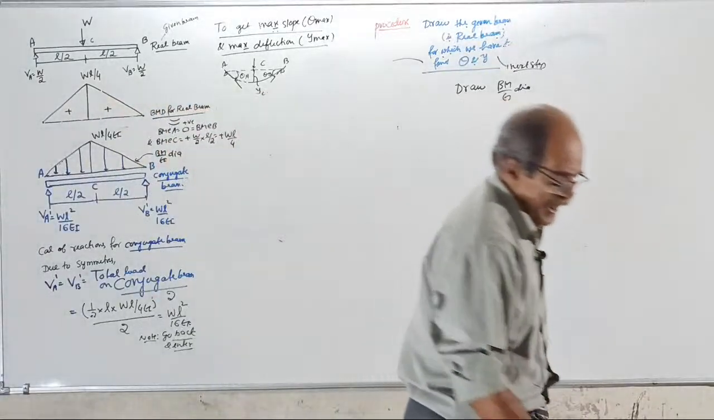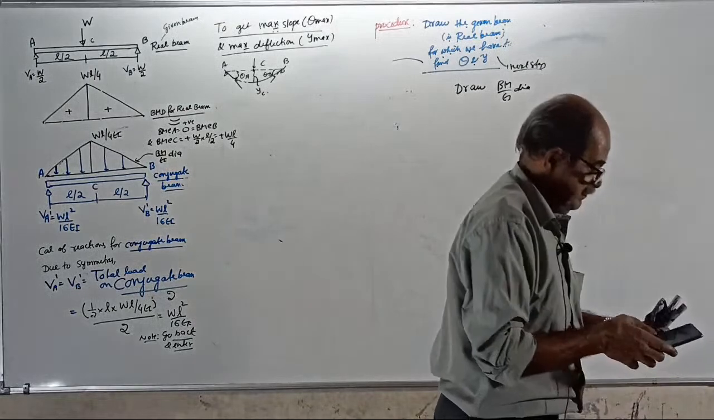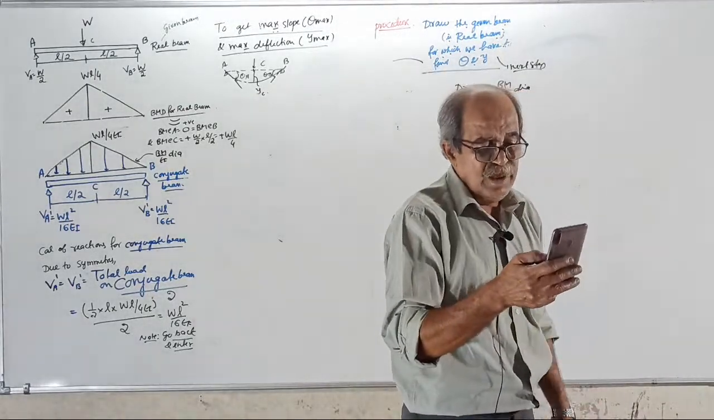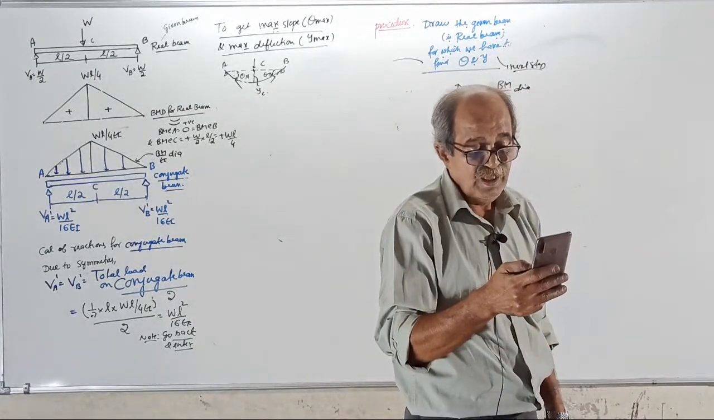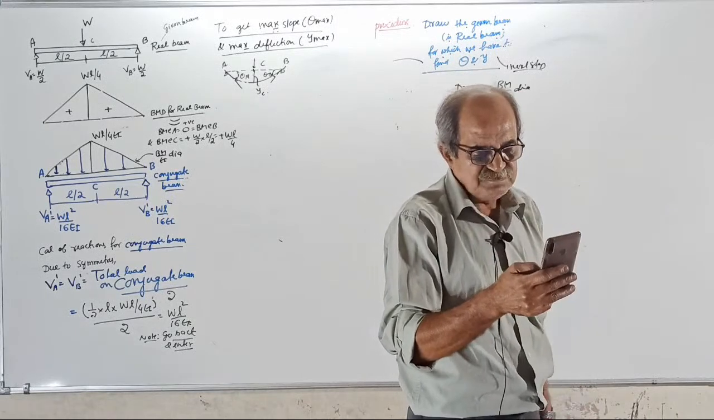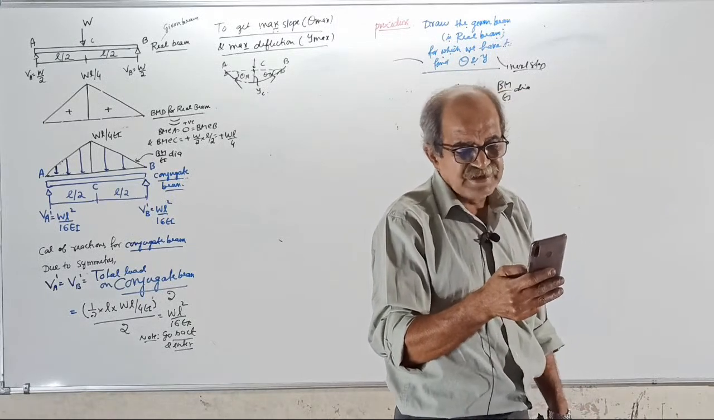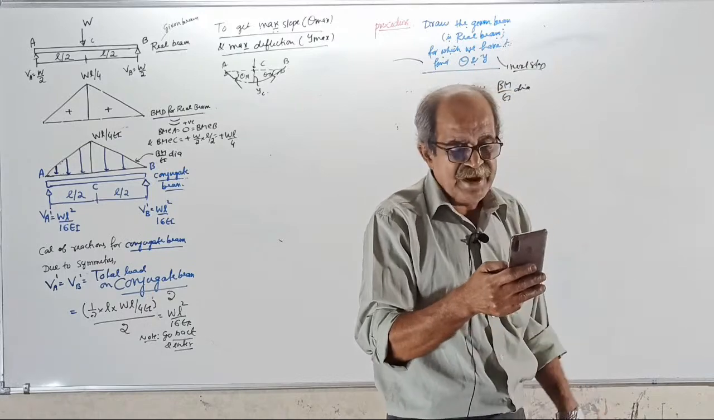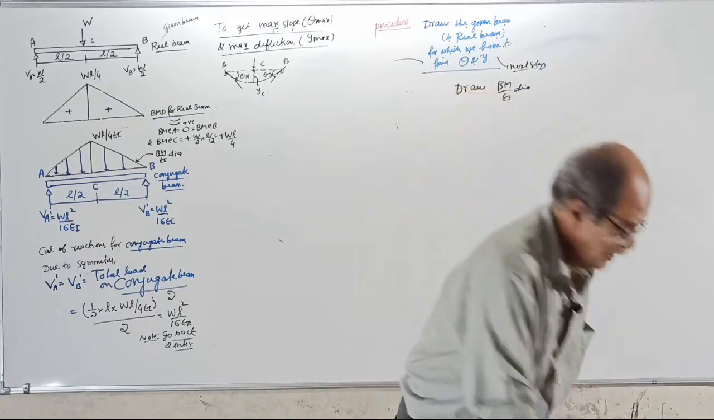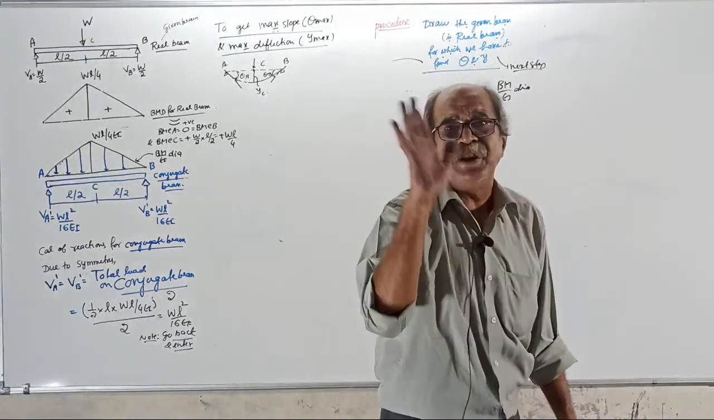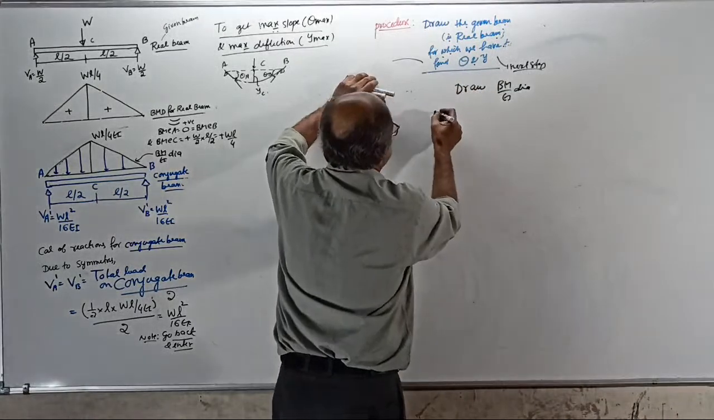This step also clear? Fast tell me. This also clear? I want clear. BM by EI diagram. Little fast, don't waste time. I have to finish before 9 o'clock. Okay, clear. Next step is very important.